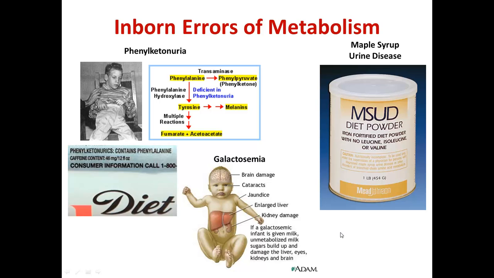In the case of galactosemia, this is a disorder in which enzymes that are involved in the breakdown of galactose are either mutated or absent. And in this case, once again, a metabolic byproduct accumulates, which can lead to brain damage, cataracts, jaundice, and problems with the liver and kidneys. So these babies also have to be maintained on a very restrictive diet.